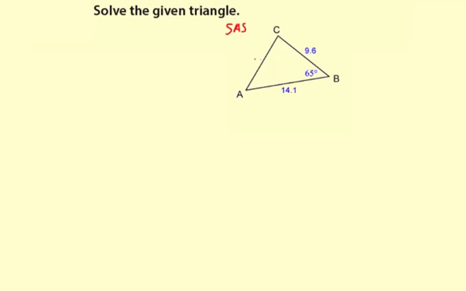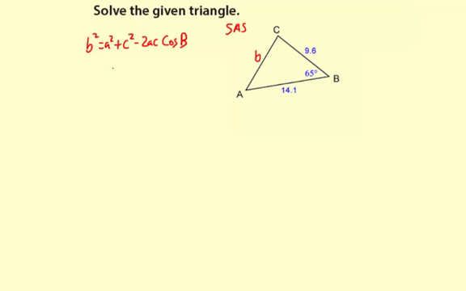We want to solve for this side b over here, which is opposite from angle B. Here's the law of cosines that applies to this situation: b squared equals a squared plus c squared minus 2ac cosine of B. I'm using this one because we're trying to solve for the side length b.